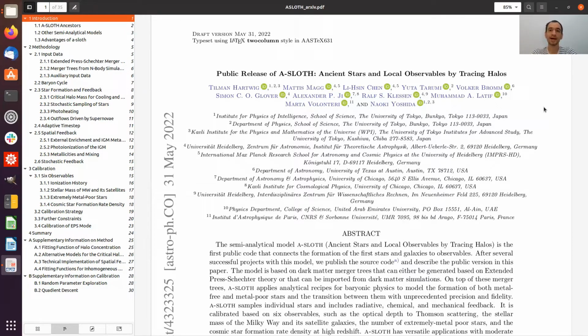Hello everyone, I am Timon Hartwig, the first author of this paper with the title Public Release of A-SLOTH, in which we present our semi-analytic model, A-SLOTH, which you can use to simulate the formation of the first stars, first galaxies, second generation stars, extremely metal poor stars, or Milky Way dwarf satellite galaxies.